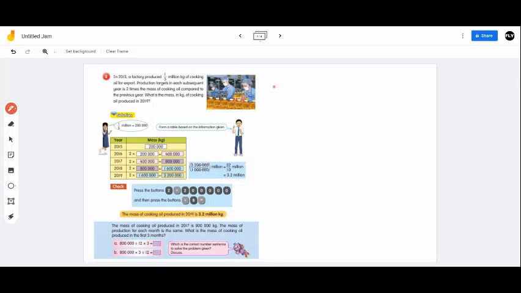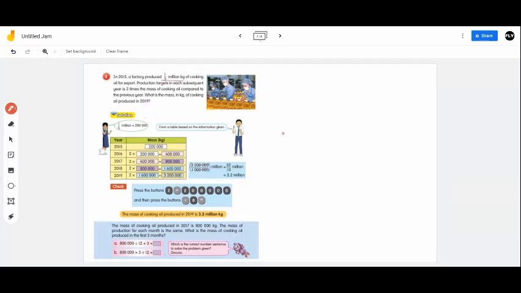Okay, now we are going to look at question number 2. In 2015, a factory produced 1/5 million kg of cooking oil for export. Production targets in each subsequent year is 2 times the mass of cooking oil compared to the previous year. What is the mass in kg of cooking oil produced in 2019?